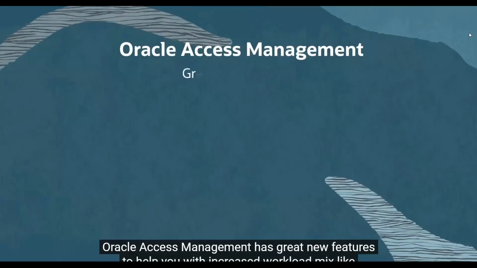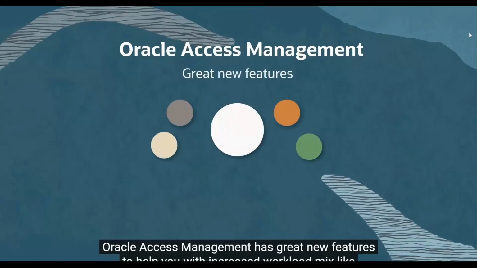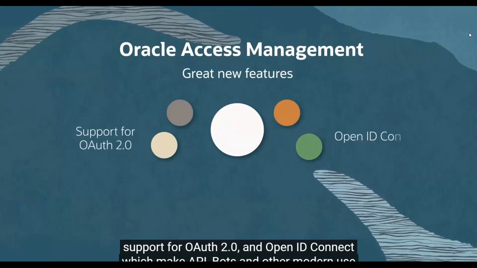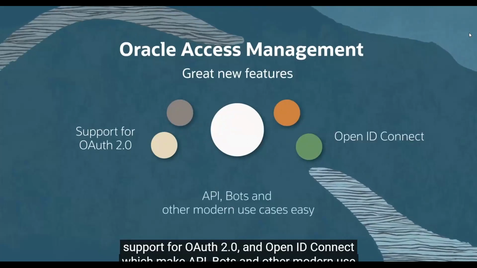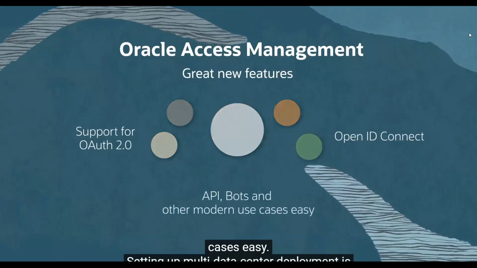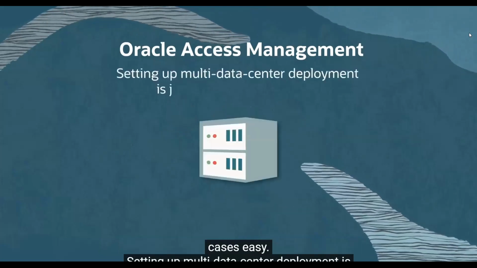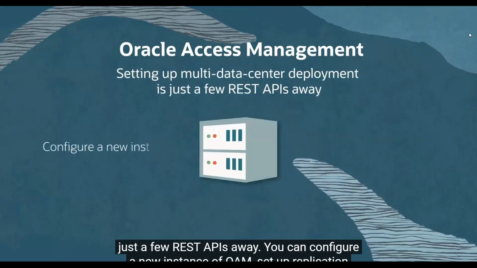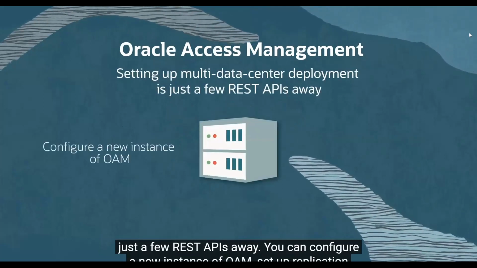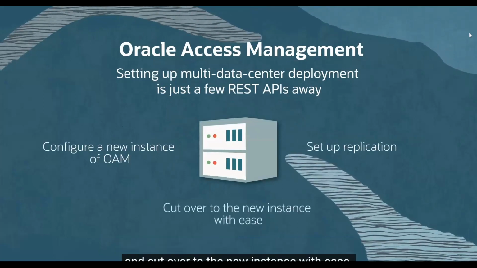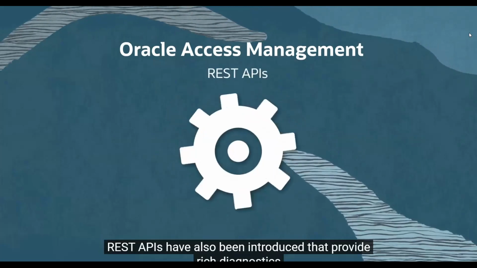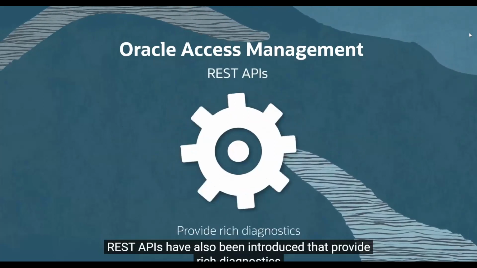Oracle Access Management has great new features to help you with increased workload mix, like support for OAuth 2.0 and OpenID Connect, which make API, bots, and other modern use cases easy. Setting up multi-data center deployment is just a few REST APIs away. You can configure a new instance of Oracle Access Management, set up replication, and cut over to the new instance with ease. REST APIs have also been introduced that provide rich diagnostics.